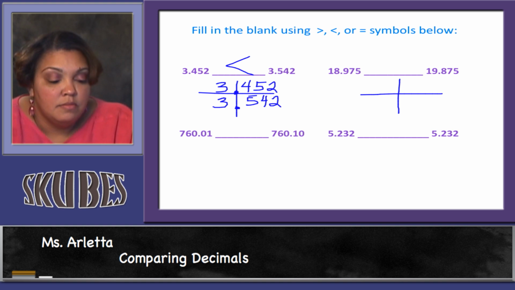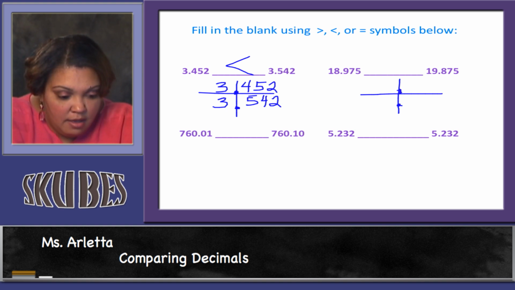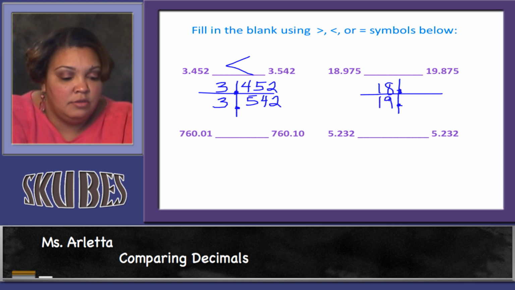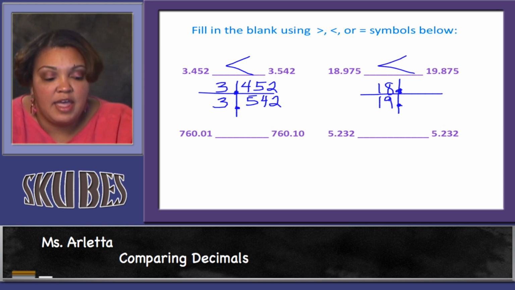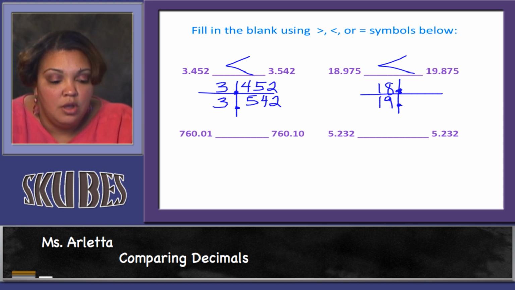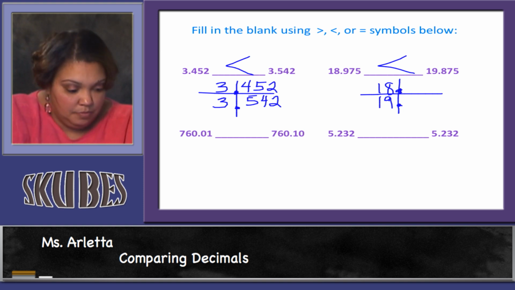In this one, I just drew the T chart, but I noticed that in front of my decimal points, I have an 18 and a 19. And I believe we all know that 19 is greater. So 19, of course, would get the greater symbol. In that case, you don't even have to worry about what comes after the decimal points in those two numbers, because we know that 19 is greater than 18.